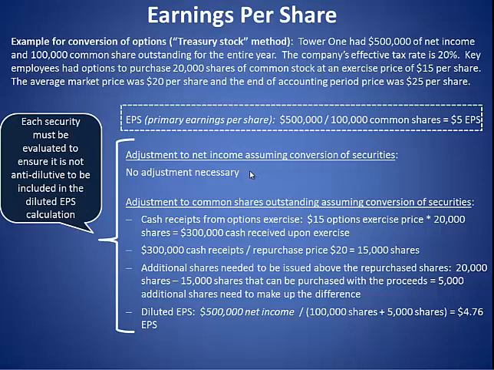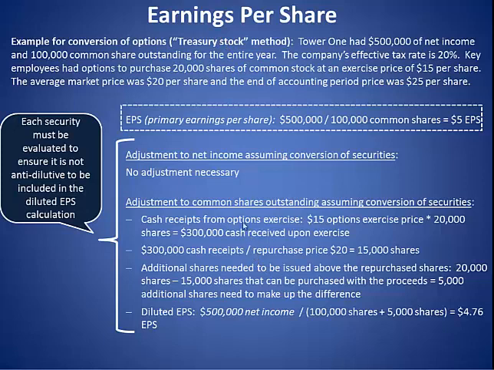And since these are simply options or warrants, there's no adjustment that is necessary. So now we need to do an adjustment to the common shares outstanding, assuming there's a conversion of securities. And that's what we do: we have to basically assume that all these options were converted at the beginning of the year using what we call the treasury stock method.